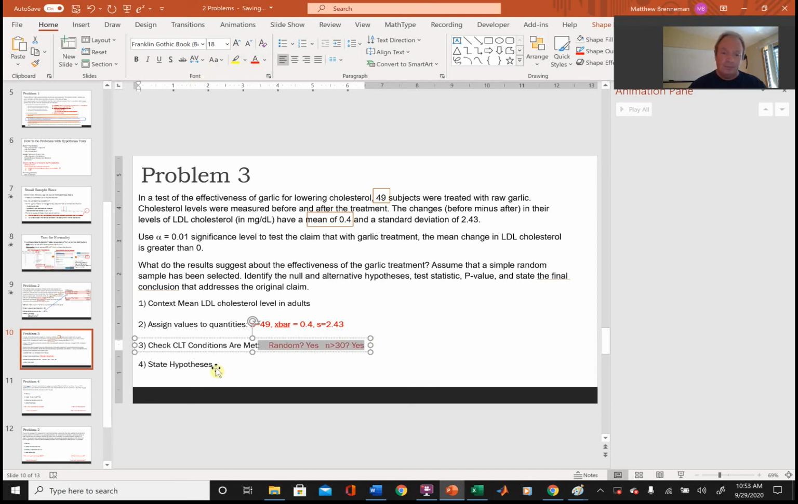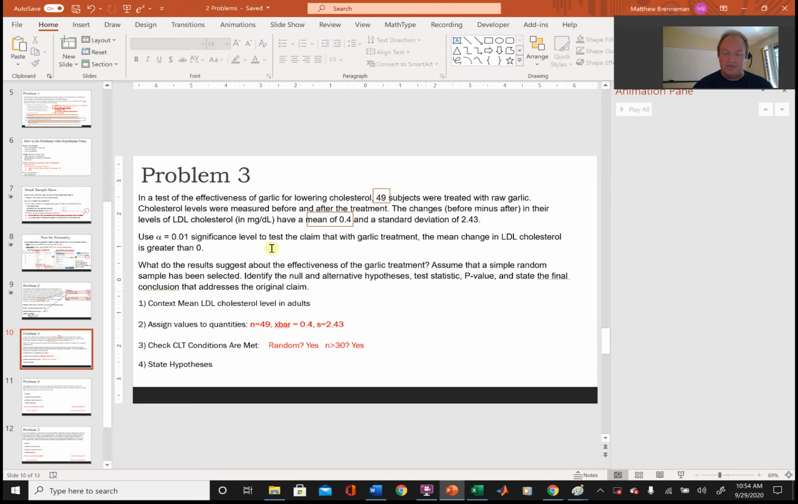That's good. So let's state the hypothesis. So again, you want to read, what are we trying to do? And usually, it's the problem question that's going to tell you what the hypothesis is. That's the research question, right? And it's very often bundled with the significance level, because they're going to say, use this significance level to, and then they're going to tell you what the research hypothesis they want you to test. So here's my significance level to test the claim that with garlic, the mean change is greater than 0. Okay. So here we're testing to see if it's greater than 0.